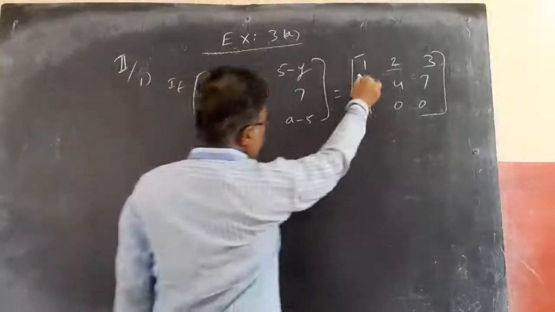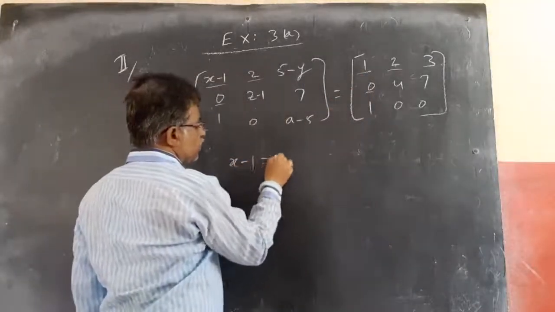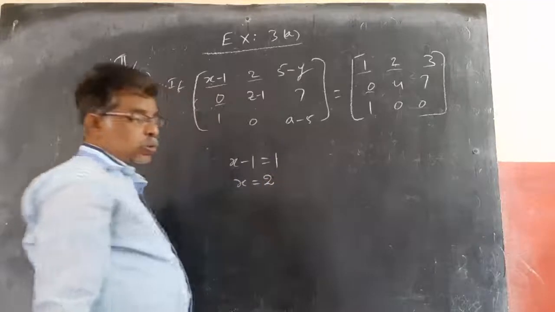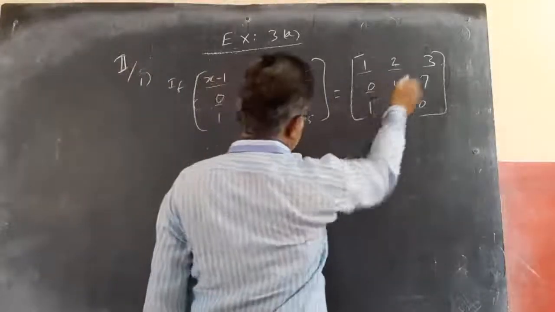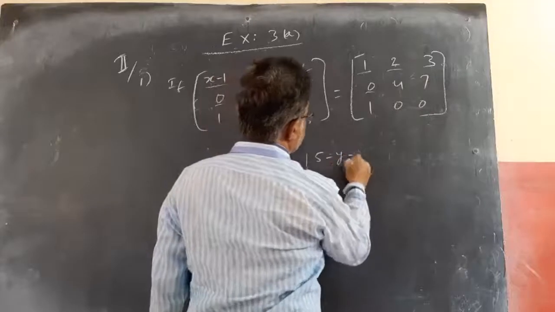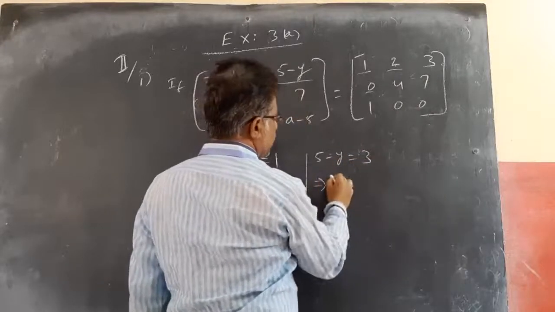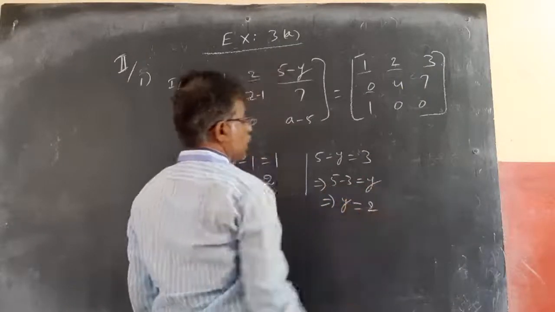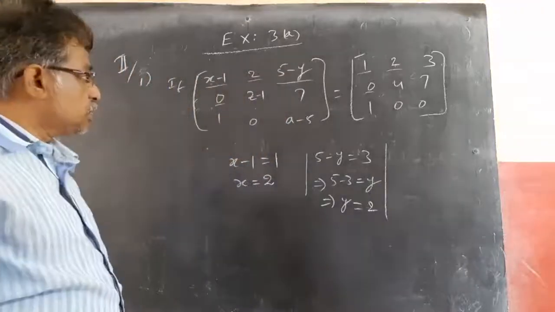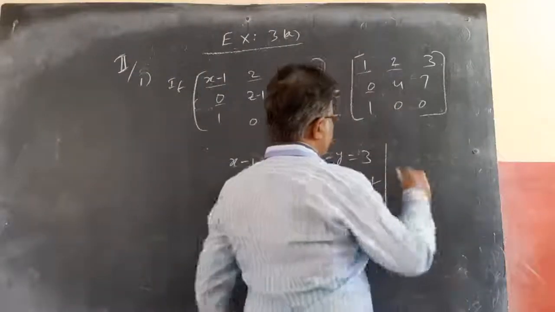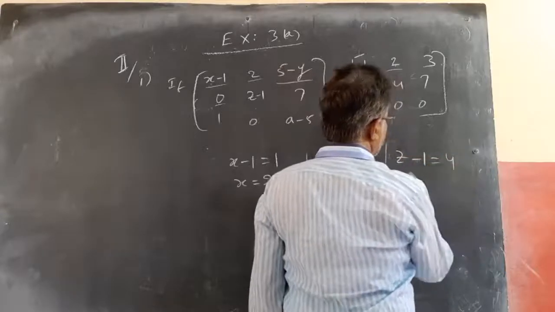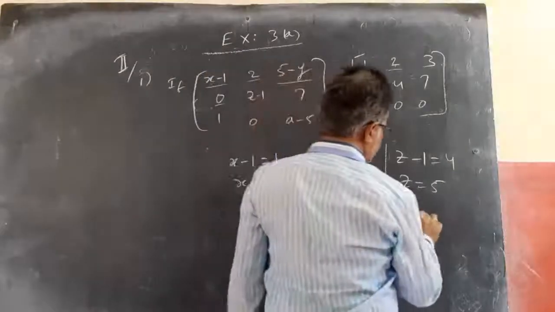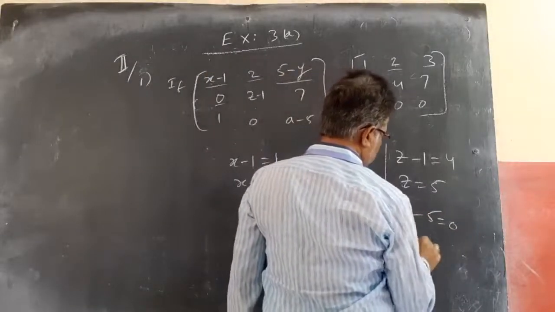Like this, x minus 1 must be equal to 1. So x minus 1 equals 1. What is x? Minus 1 goes to that side: 1 plus 1, 2. Next, 5 minus y equals 3, which implies 5 minus 3 equals y, so y equals 2. Next, coming to z: z minus 1 equals the corresponding element 4, so z equals 5. Next, a minus 5 equals the corresponding element 0, which implies a equals 5.